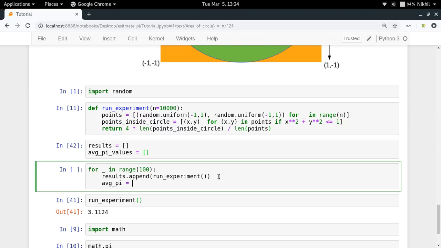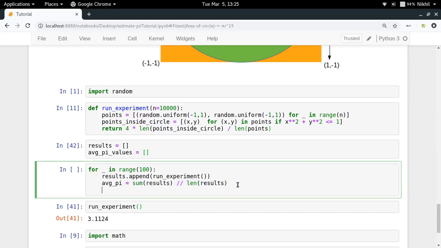So the average pi value will be the sum of results divided by the length of results, basically how many results I have got. So sum of results divided by length of results, basically the average pi value. I will save that average pi value and append it to this particular list, average pi.